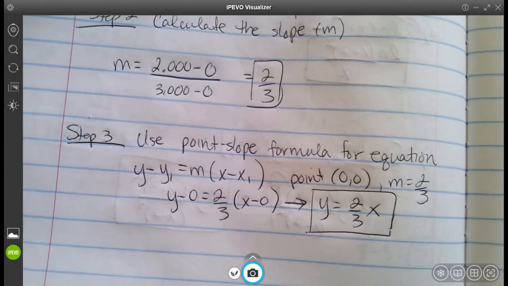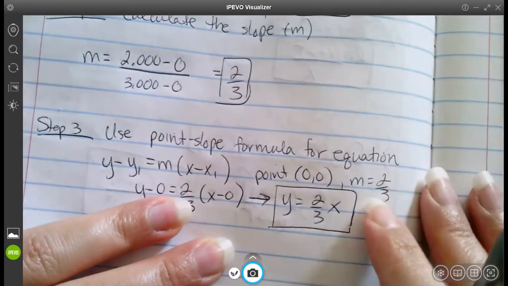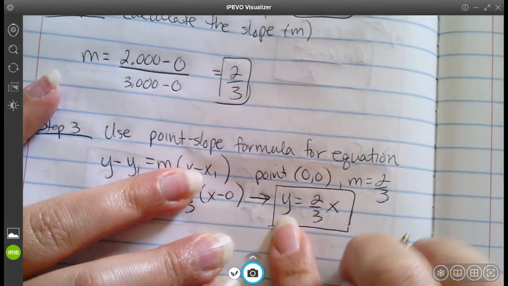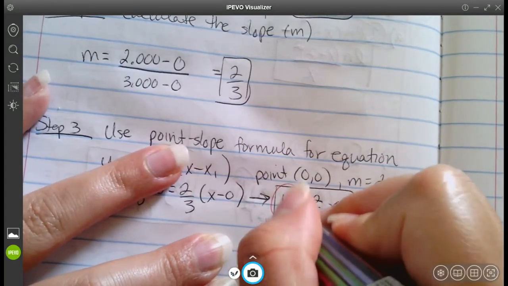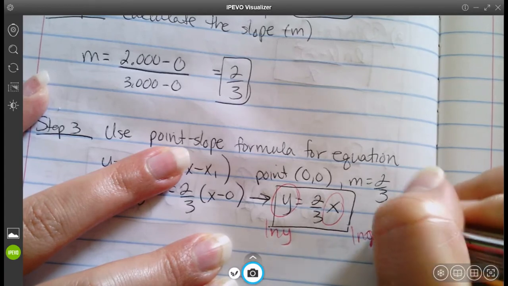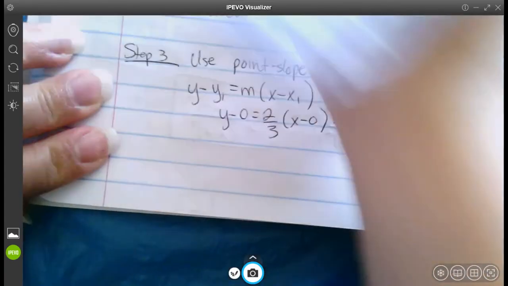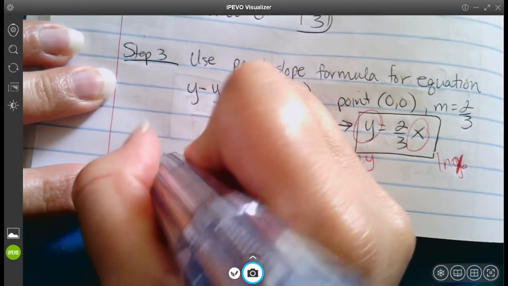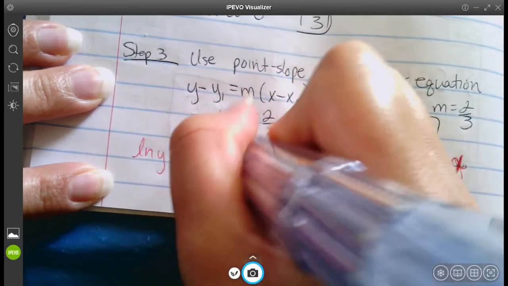But the question was to write a relationship that relates the logarithmic equations, so the logarithmic equation for y and x. So what I'm going to do is rewrite this. Remember that this y was ln of y, okay? And this x was ln of x. So I'm just going to replace that like so. So my final answer for this will be ln of y equals 2/3 times ln of x.